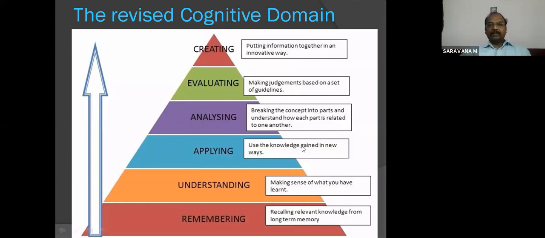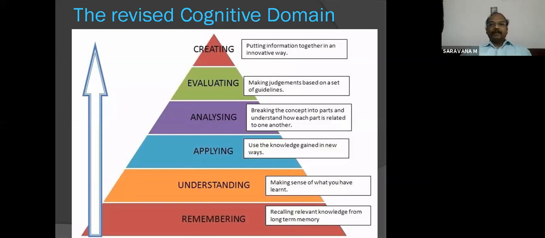And applying is using the knowledge gained in new ways. Whatever knowledge we have gained should be applied properly. This is the application. And in our lesson plan also, when we are teaching: preparation, presentation, then application. In the application stage, we apply the teaching-learning process, whether they understood properly or not, by asking questions. The same thing is here also. Learners or trainees should apply the knowledge or skill they have gained.